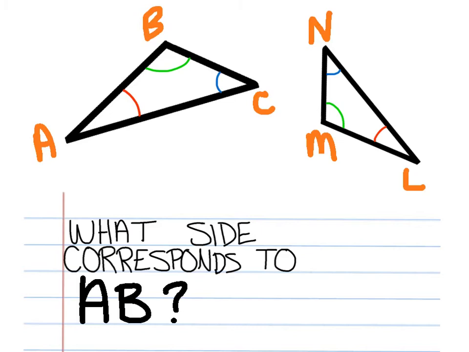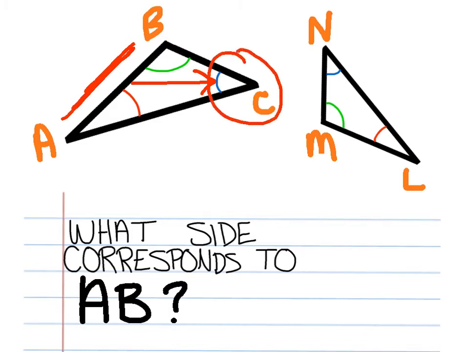Okay, example 4. What side corresponds to AB? AB is this side right here. We want to look at our side and see what angle is across from our side. The angle that is across from AB is angle C. So angle C is congruent to angle N. So the corresponding side of AB is going to be the side that's across from angle N. So we look at our corresponding angles, the angles that are congruent, and the sides that are across from these angles are going to be corresponding sides. Right, so ML is our answer right there.